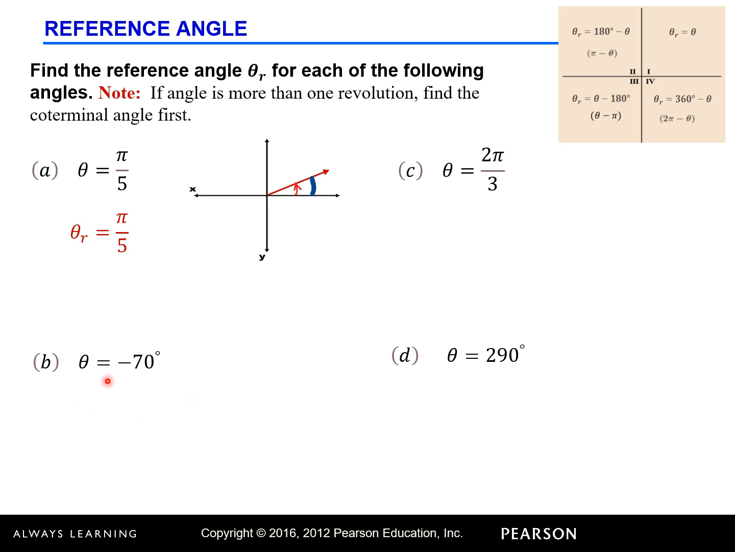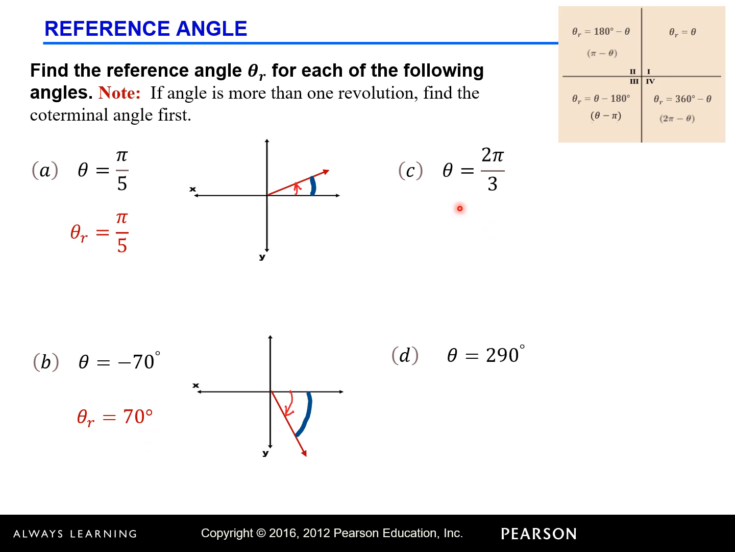For letter B, theta is equal to negative 70 degrees. Negative means direction, so it's a clockwise direction, and negative 70 degrees is in quadrant 4. Even though this is a negative angle, this 70 degrees is an acute angle, meaning the reference angle is the acute angle formed by the x-axis and the terminal side, which measures 70 degrees. You do not need to change this to its coterminal angle or to a positive angle before finding the reference angle. The negative is only the direction, and 70 degrees is an acute angle. So that's the reference angle.